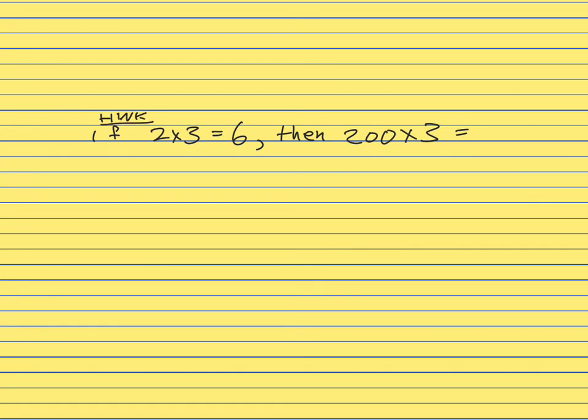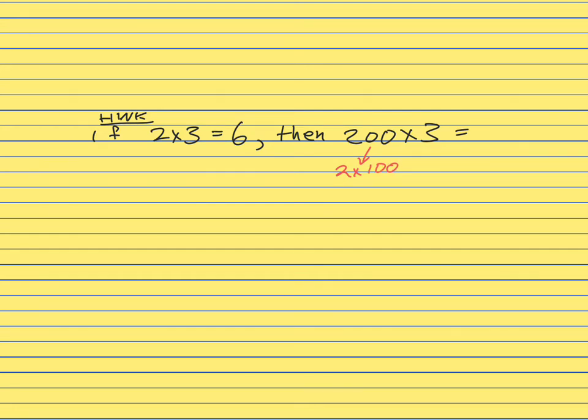So if 2 times 3 is 6, then 200 times 3 is some number. Now, 200 times 3 doesn't look anything like 2 times 3, does it? Let's go and let's look at this. So 200 really means 2 times 100, doesn't it?